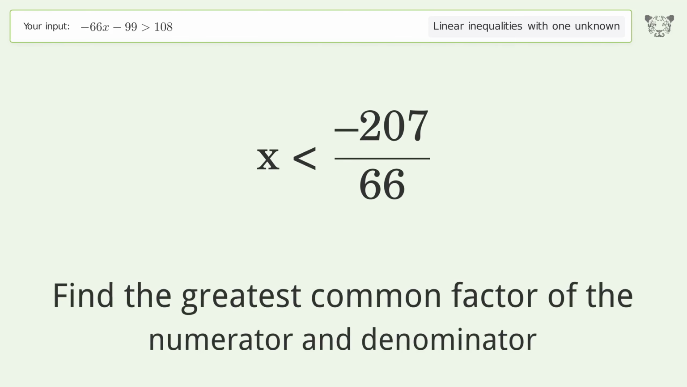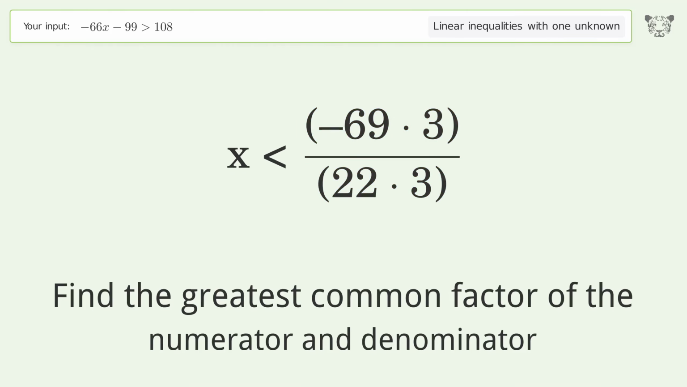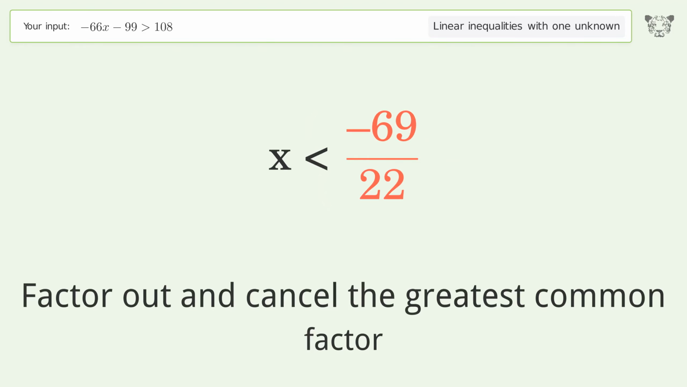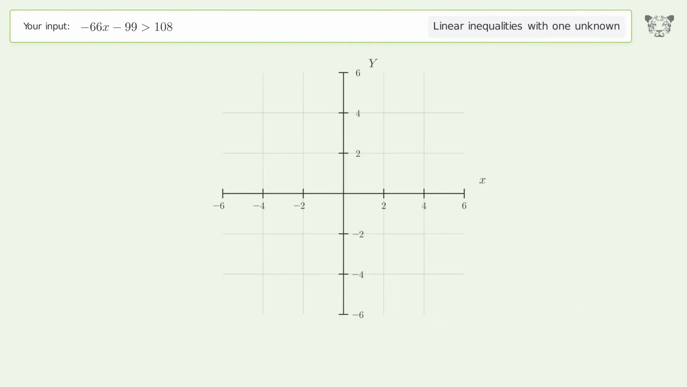Find the greatest common factor of the numerator and denominator. Factor out and cancel the greatest common factor. Plot the solution on a coordinate grid. And so the final result is x smaller than -69/22 smaller than -33/22.